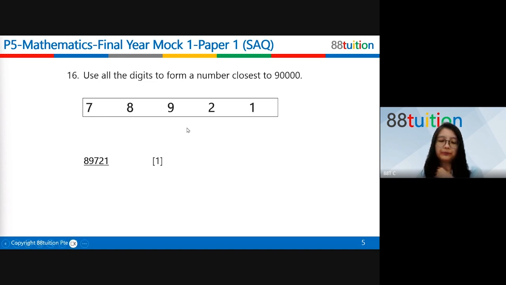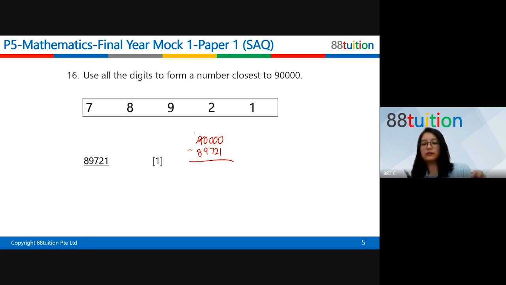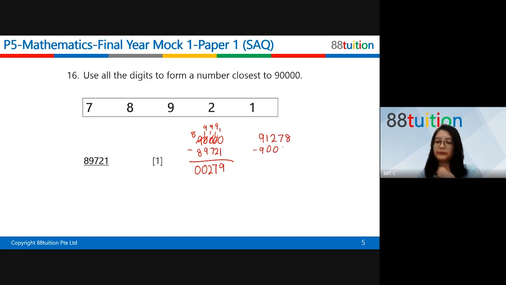So for example, let's figure it out. The difference between 90,000 and 89721. So this is 8, this is 9, 9, 1. So this is 9720. Okay. What is another number I can come up with? I can come up with 91278, right? Then I minus 90,000, which is 1278. Then you can see that this is bigger than that. That's why we choose this one instead. Okay.